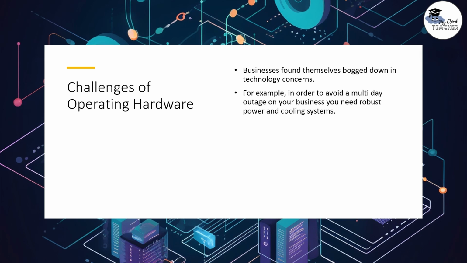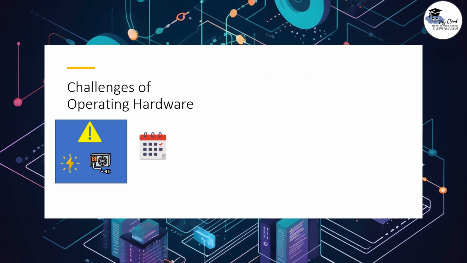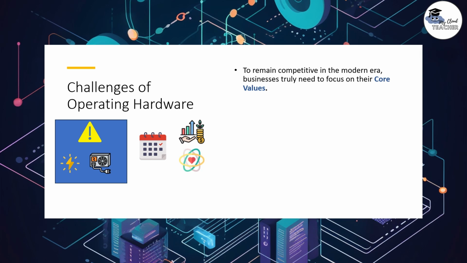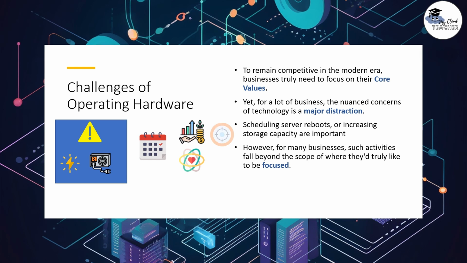For example, in order to avoid a multi-day outage on your business, you need robust power and cooling systems. To ensure that environments remain up to date with cutting-edge technology might itself cause an unavoidable 3-day outage. To remain competitive in the modern era, businesses truly need to focus on core values. Yet, for a lot of businesses, the nuanced concerns of technology is a major distraction. Scheduling server reboots or increasing storage capacity are important. But for many businesses, such activities fall beyond the scope of where they truly need to be focused.